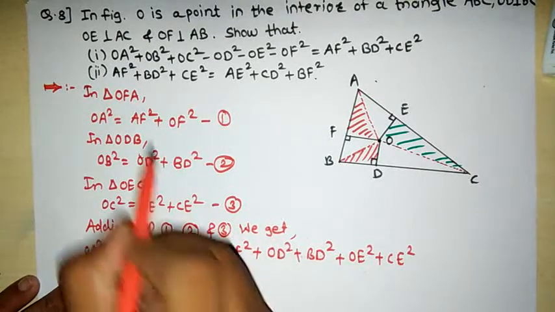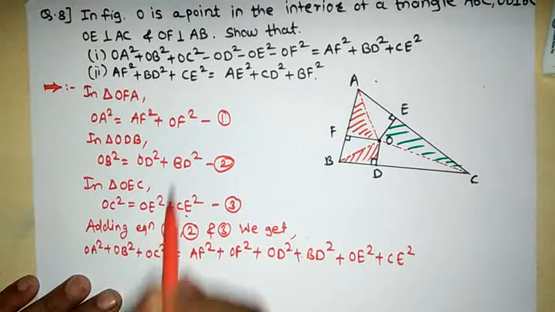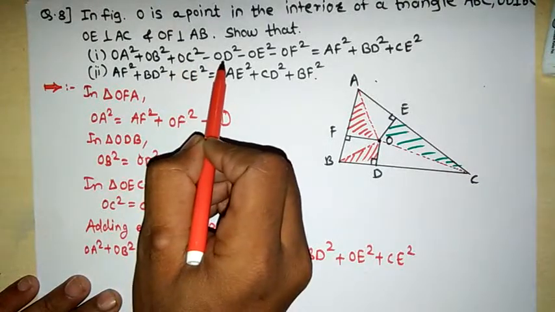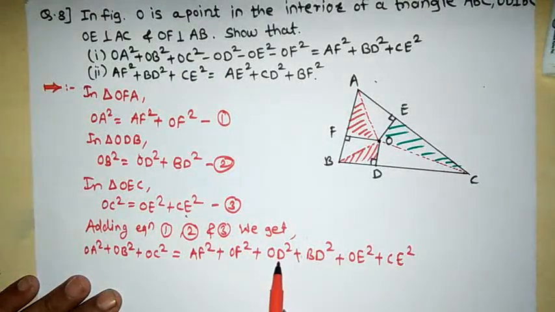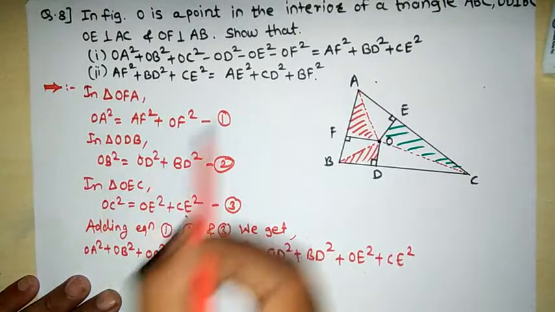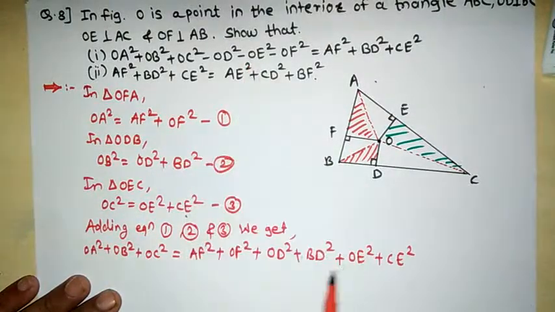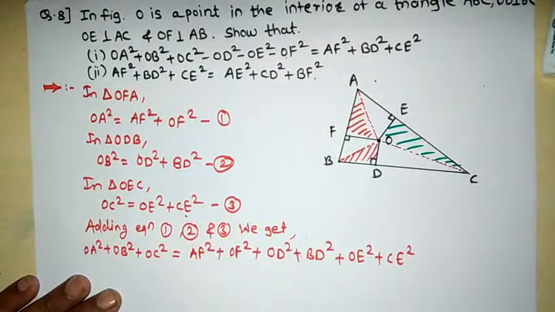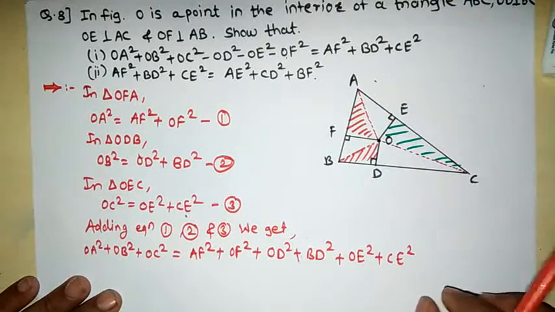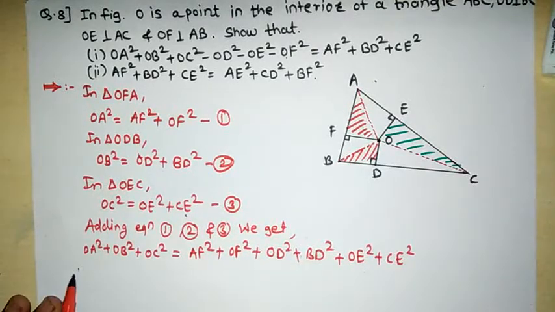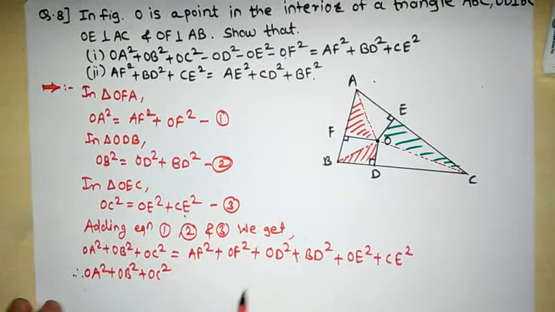Now in the proof, what we want? We want OA square plus OB square plus OC square minus OD square, minus OE square, and minus OF square. This means we have to send OD, OE and OF towards the left hand side, and therefore it will become minus. Therefore OA square plus OB square plus OC square.